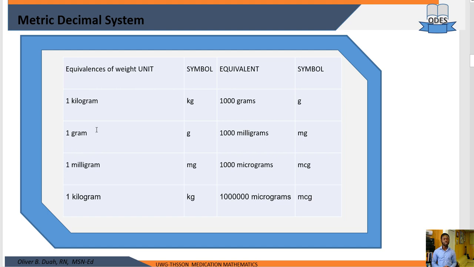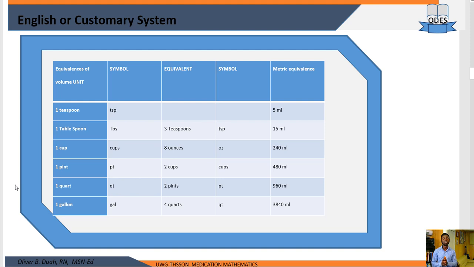And so, for example, 1 kilogram is equivalent to 1,000 grams, and 1 gram is going to be equivalent to 1,000 milligrams. When converting from one unit to the other in the metric system, we have to consider the powers and the differences between them. So let's take a look at the English or US customary system, and then we will do some examples of conversions.